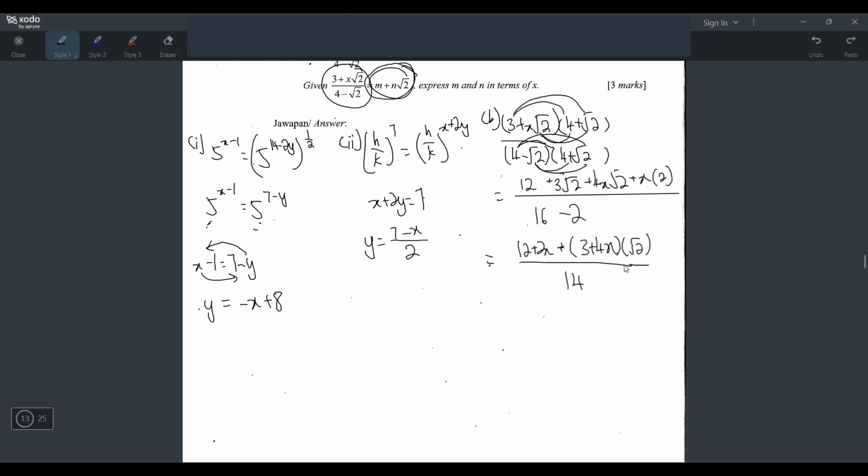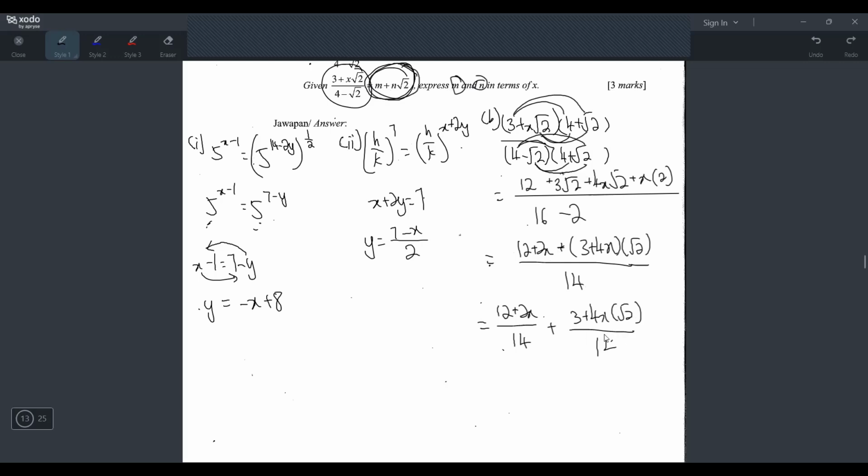Okay, can we solve this? Can we still simplify this? Yes, right. Because later if I want to find m and n, I have to write it in this form, right? And if you look at the form they write, there's actually no fraction, right? So what I have to do now is separate it like this, because the bottom has one term, that's why I can separate. So now it will look like this: 12 plus 2x over 14, plus 3 plus 4x, and then square root 2 over 14.